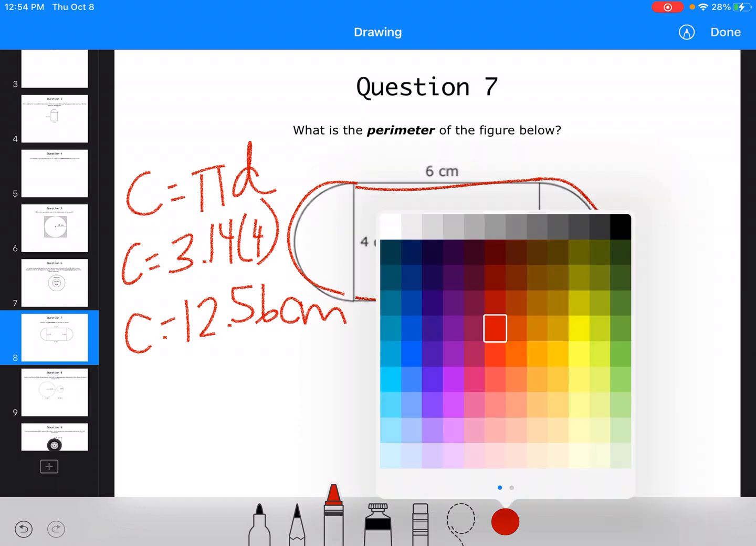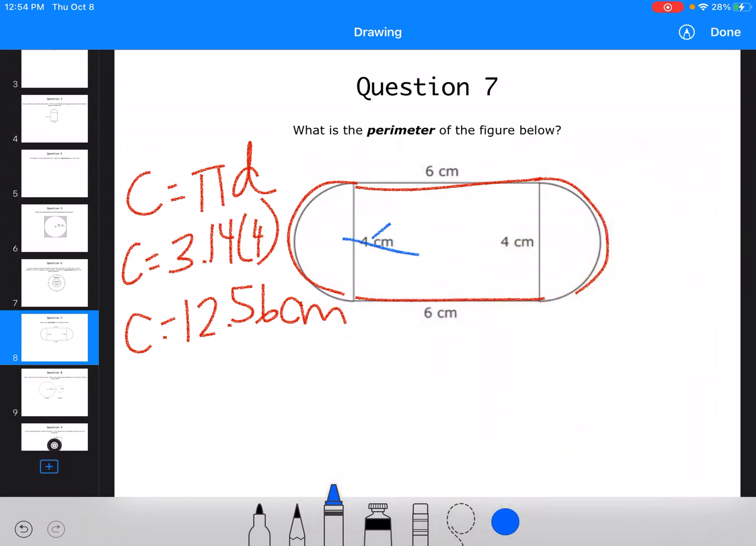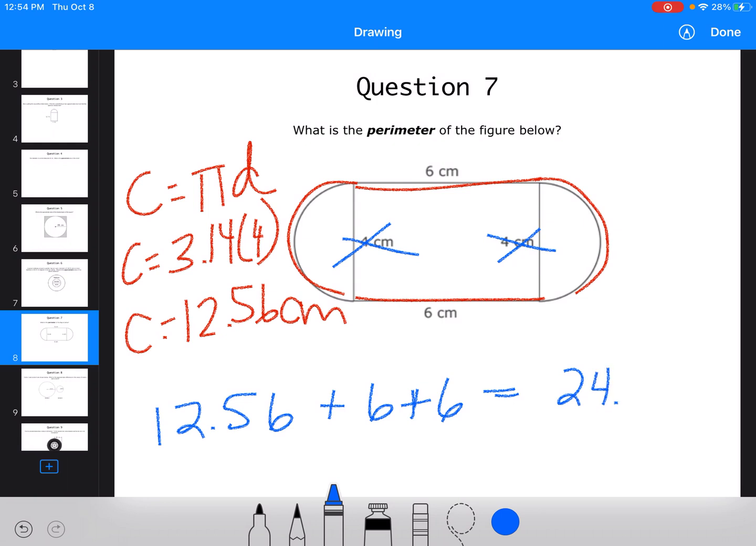So then I'm going to add my perimeter. I don't want to add the 4. So it's 12.56 plus 6 plus 6. And I get 24.56, and it's going to be centimeters, not centimeters squared.